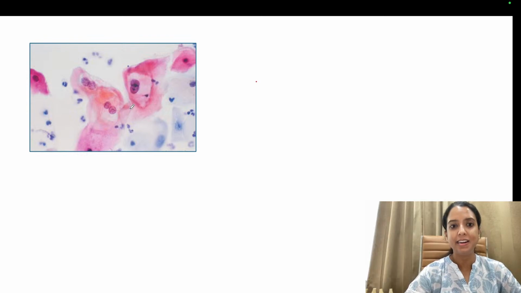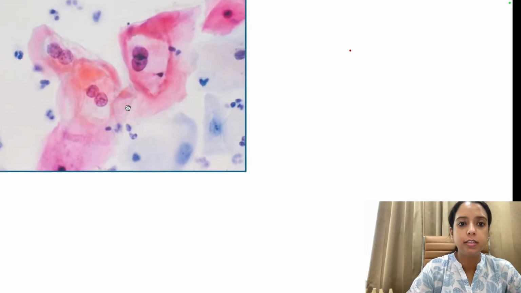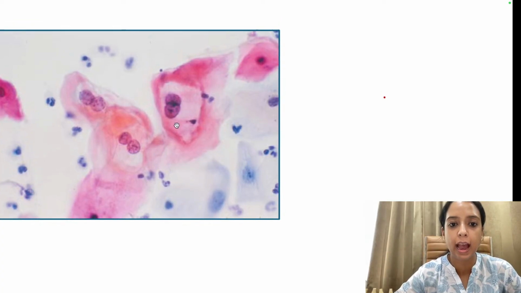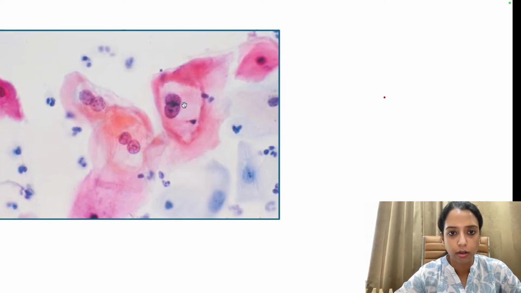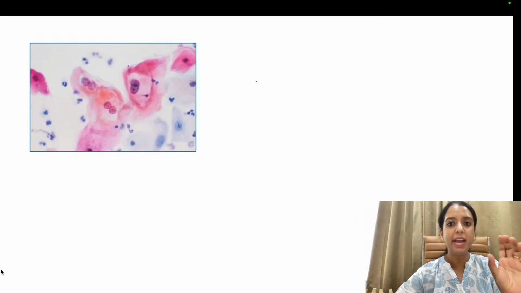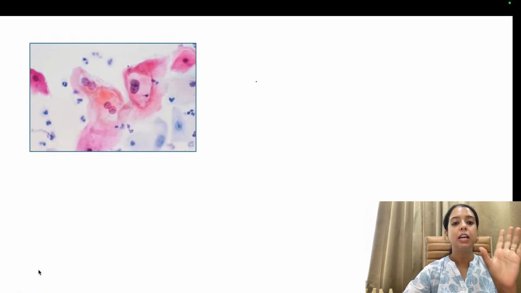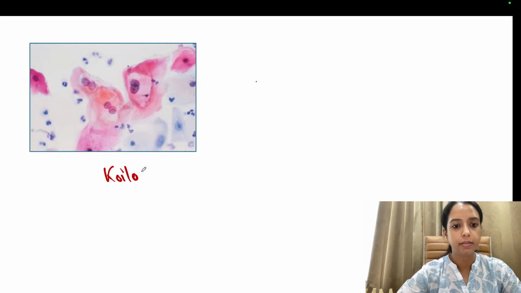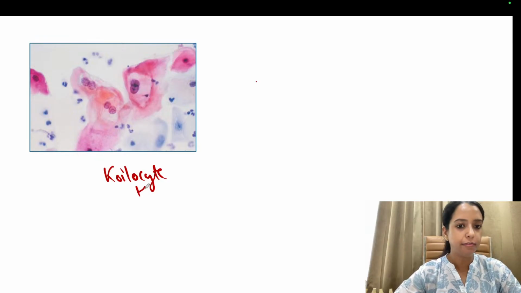Nucleus is enlarged and it is bilobed. Definitely. It means nuclear changes have started appearing. It is a viral infection. And can you see perinuclear clear halos, big halos around the nucleus? So big, dense, enlarged nucleus, clear halos and bilobed. It is a koilocyte caused by infection of HPV.